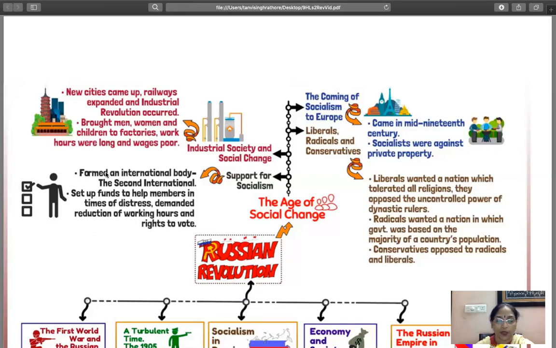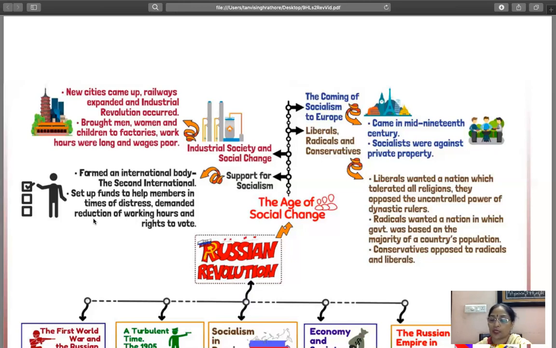Support for socialism started getting spread, and they formed an international body, the Second International. They were basically supporting socialism. Then they set up funds to help members in times of distress, and demanded reduction of working hours and the right to vote. Now here, students, as we know, in England the Labour Party was formed.